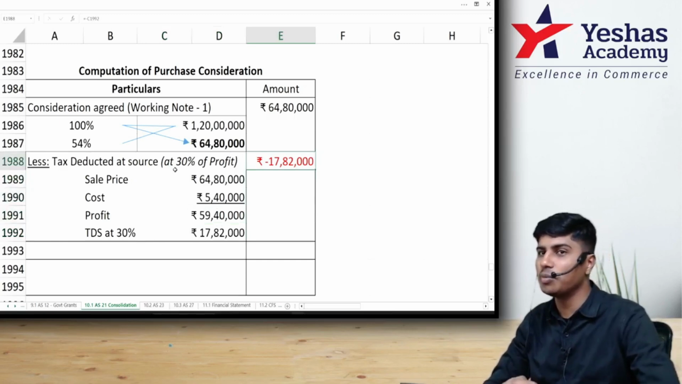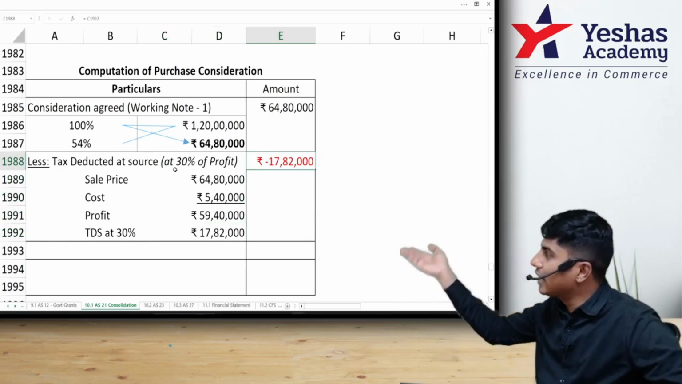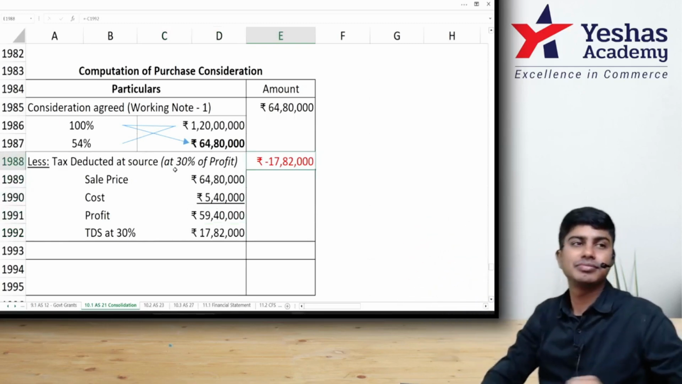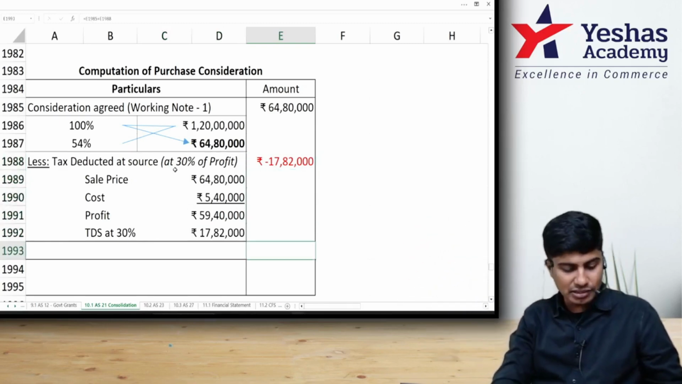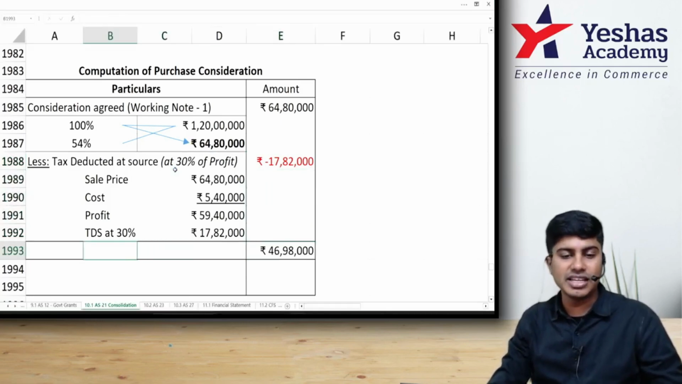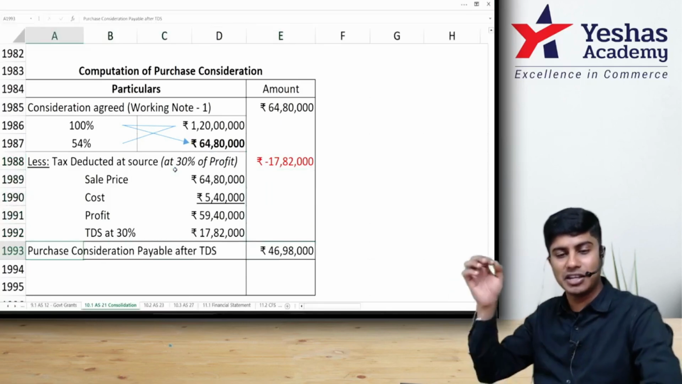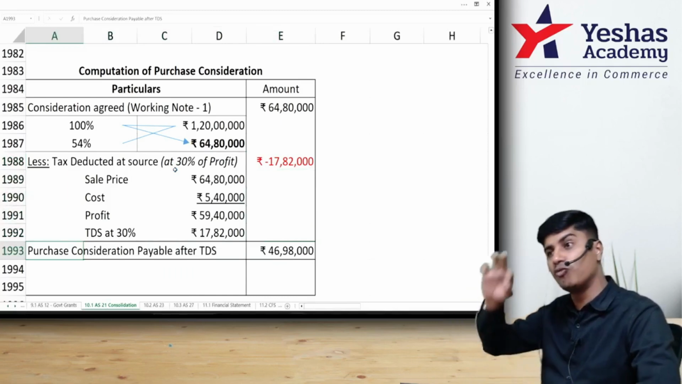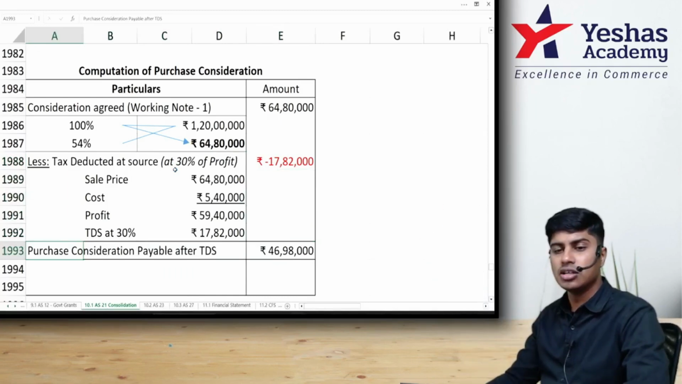17 lakh 82,000 should be. Now deduct 17 lakh 82,000 from 64 lakh 80. 46 lakh 98,000 is the purchase consideration payable to the foreign company after TDS. But the agreed compensation is 64 lakh 80.